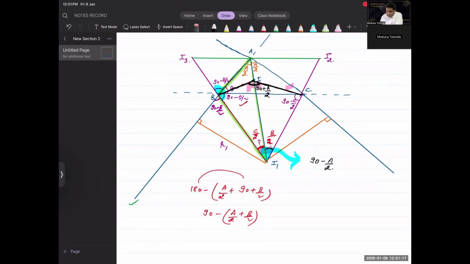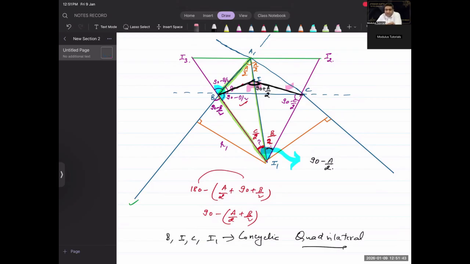The first point of observation that I wanted, that B, I, C, I1, it is a concyclic quadrilateral. You must observe this. It is a concyclic quadrilateral. I hope, guys, you're able to understand this. It's a concyclic quadrilateral, super important. Got it? So this is very important.